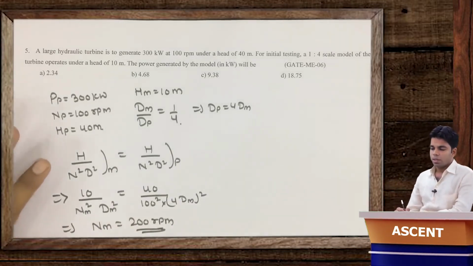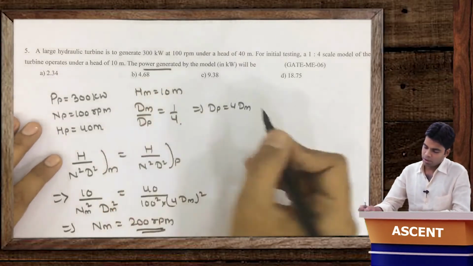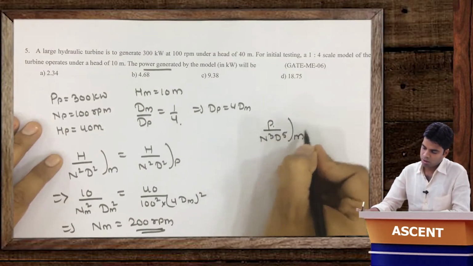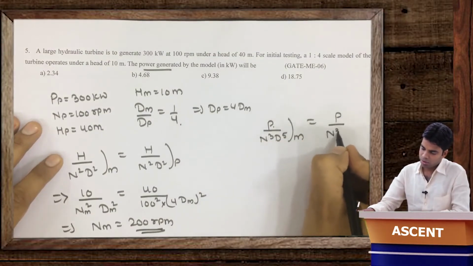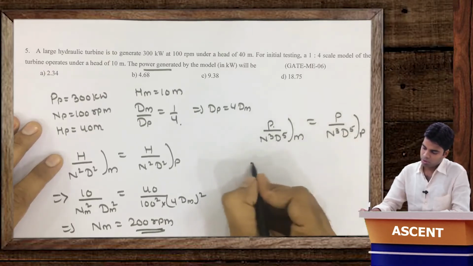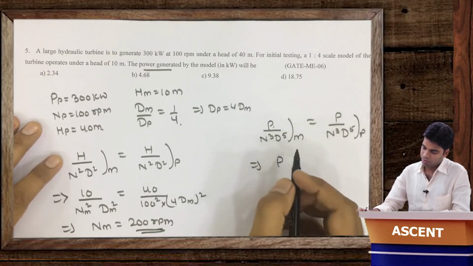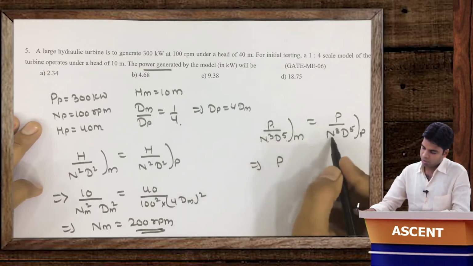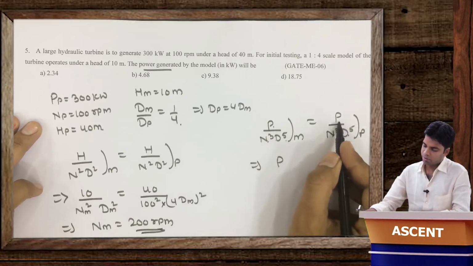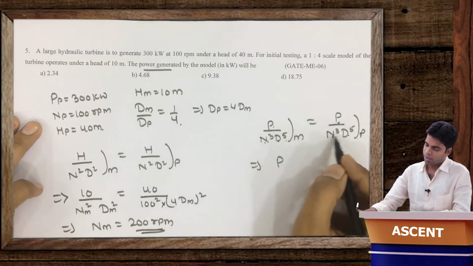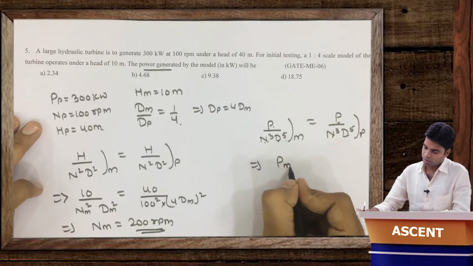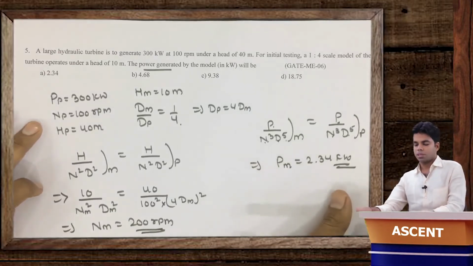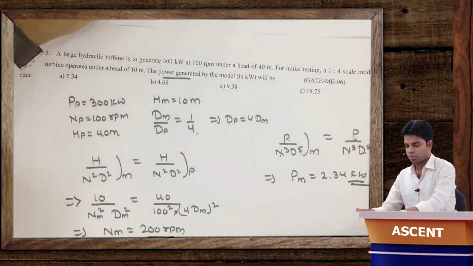Getting this now? Now further we want to determine the power generated. So put power number, P by N cube D raised power 5 for model is equal to P by N cube D raised power 5 for prototype. So from this we will get the value. For model we have the value of N and D, and for prototype we have the value of N, D and P. All these values are there, so we can determine the power for model, which is equal to 2.34 kilowatt. That's it. Getting this now? Simple. Next question.